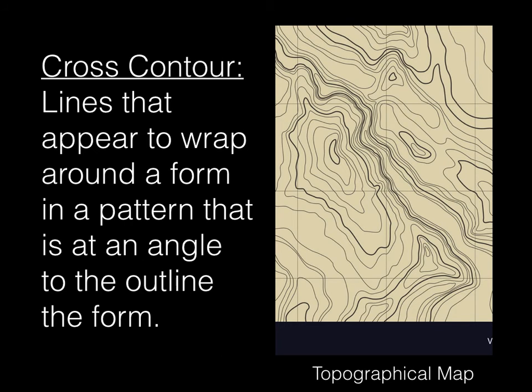Cross contour is a line that appears to wrap around a form in a pattern that is at an angle to the outline of the form. A really good two-dimensional example of this is a topographical map. We can see what would be these mountains and the height of them based on these shapes, and how they define the outside of the form and wrap around it.